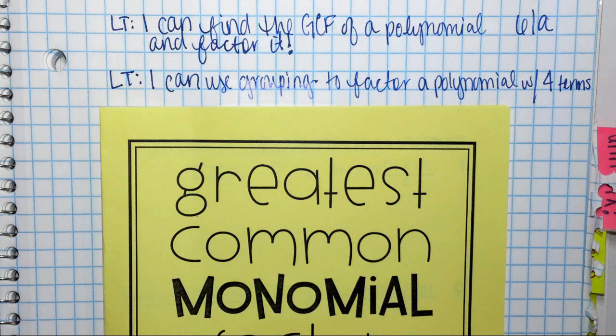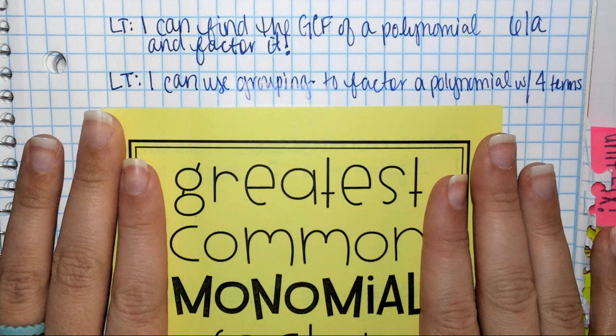So this is the second part of our polynomial section. The first part was learning how to multiply and add polynomials. This part is learning how to factor it.